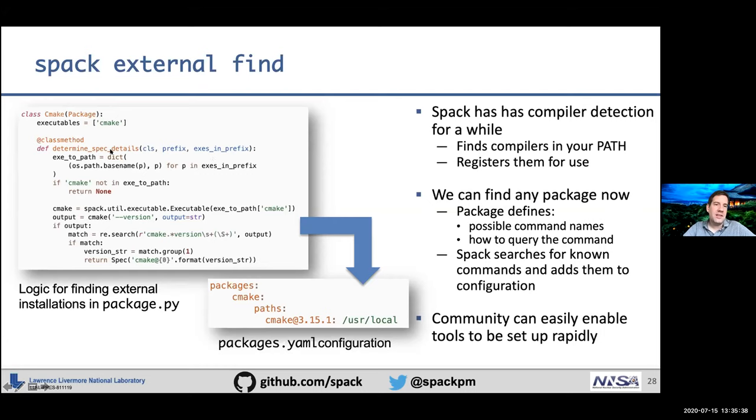And so basically what this does is it builds a spec. It says, hey, CMake at 3.14 is installed in this prefix that I found while I was going out and querying the user's path. And it'll generate the configuration that you need for that. And so you can see here that you've got packages, CMake paths, and now it says CMake at 3.15.1 is installed in user local.